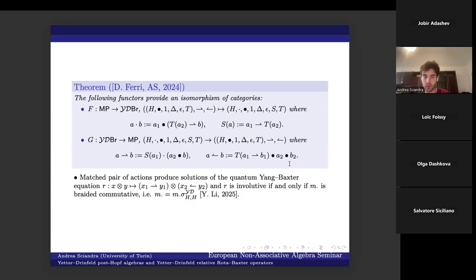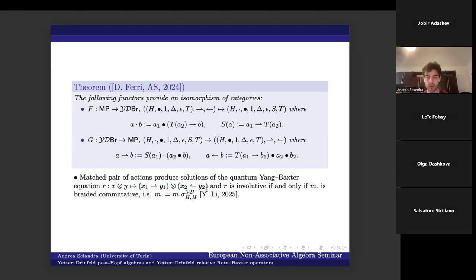Recently, it was proved in a recent paper by Lee that matched pairs of actions, in fact, produce solutions of the quantum Yang-Baxter equation given by this. So to an X tensor Y, you associate this: X1 acting from the left over Y1, and Y2 acting from the right over X2.